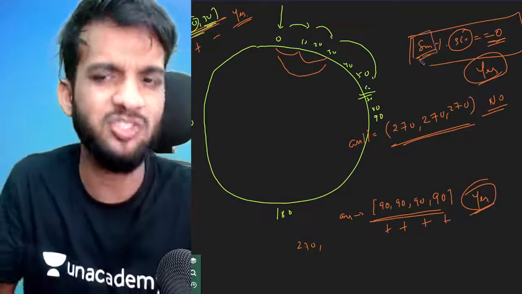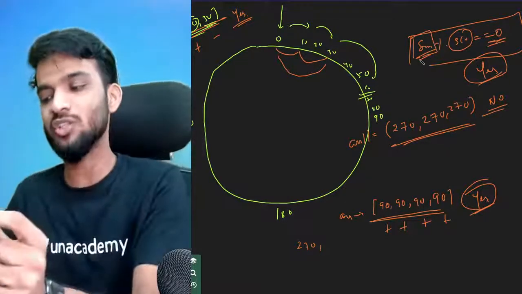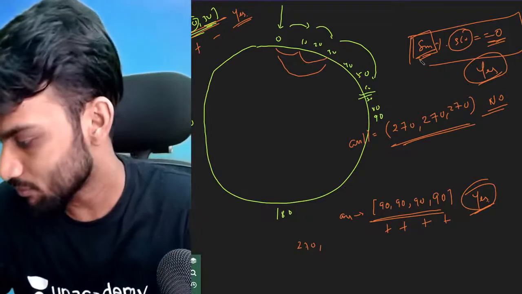I just have to figure out what the sum is. But have you got the answer? Sum modulo 360 should be 0, right?